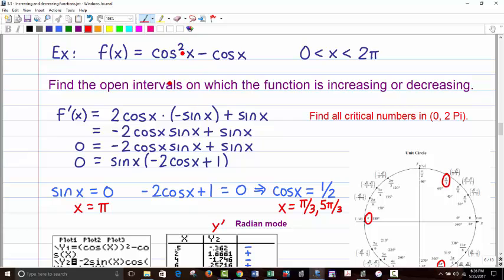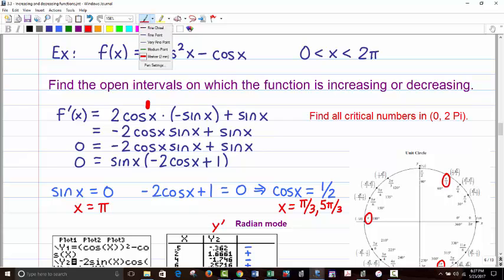So basically, here's what's happening. Bring the 2 down, and then that changes this exponent to 1. And then you take the derivative of cosine.